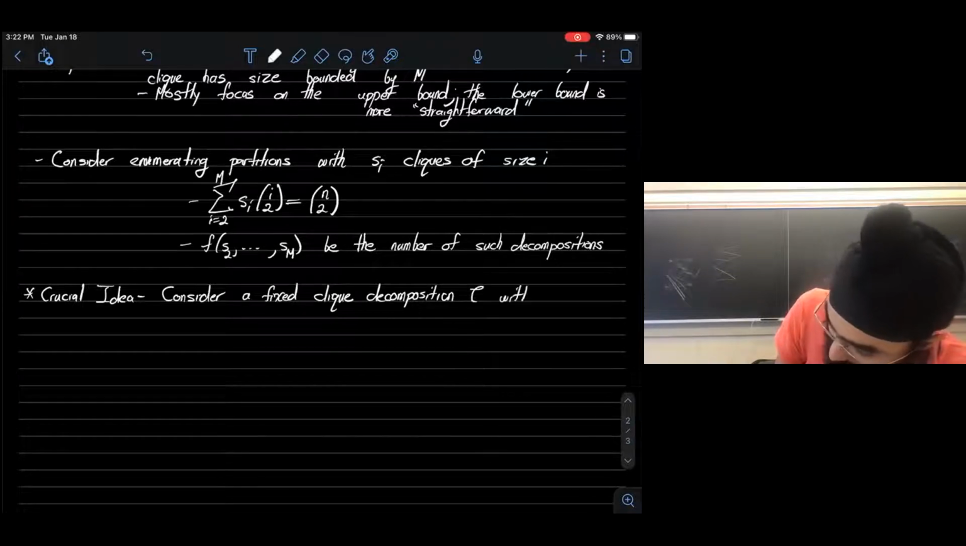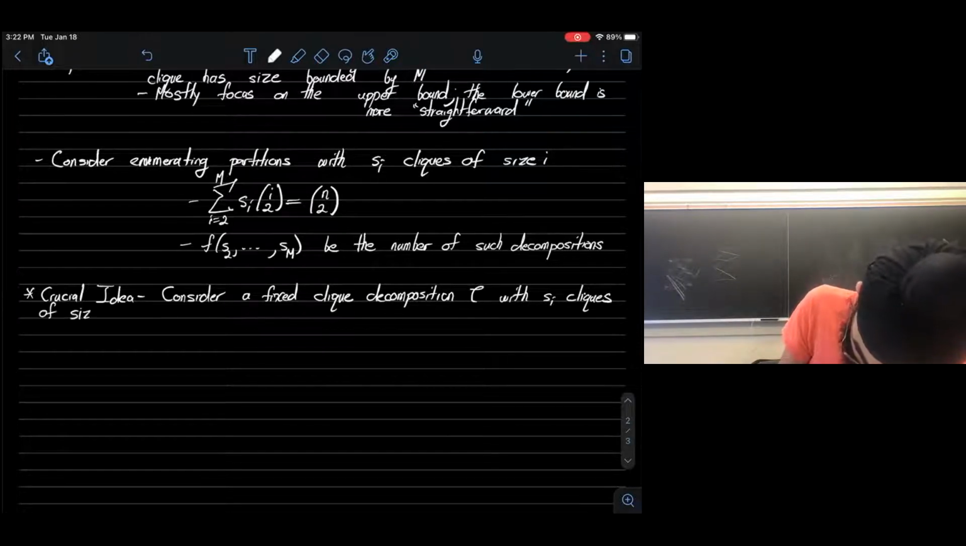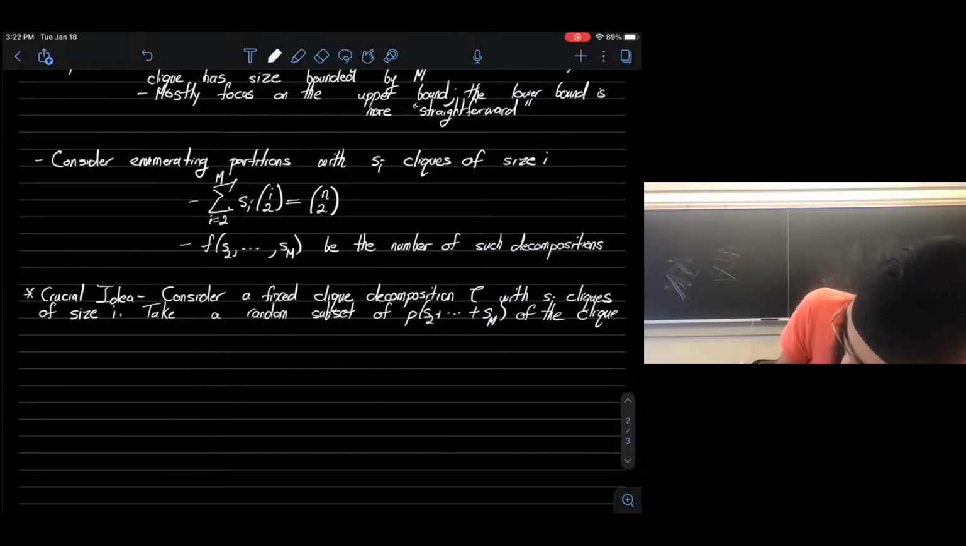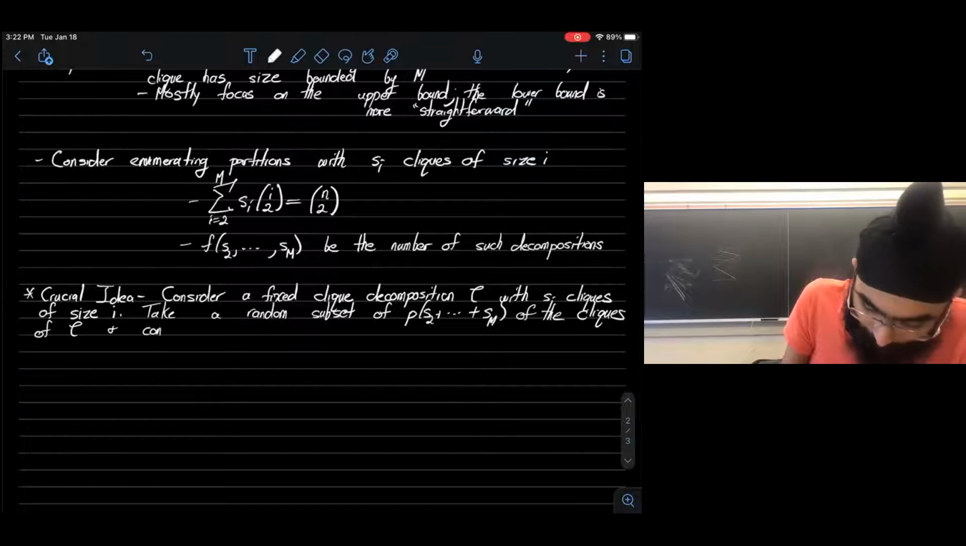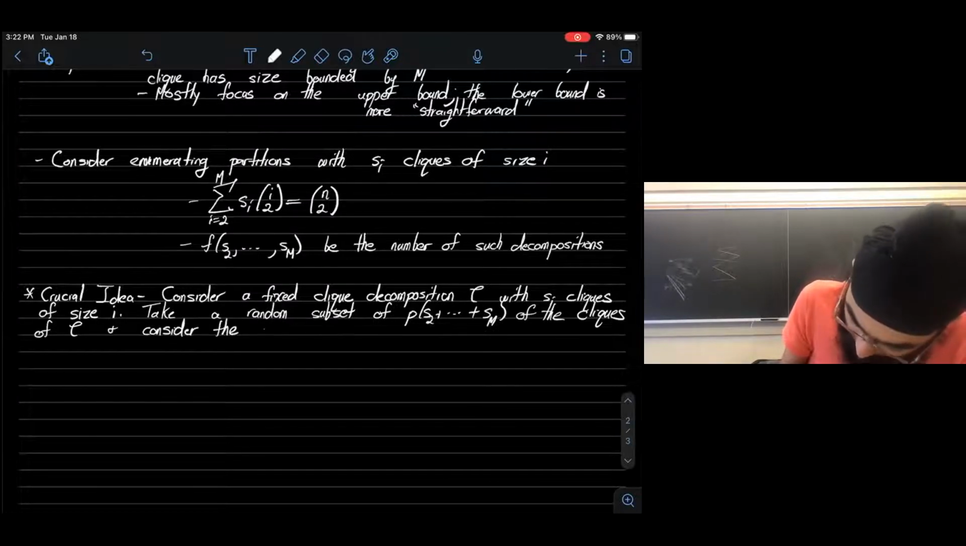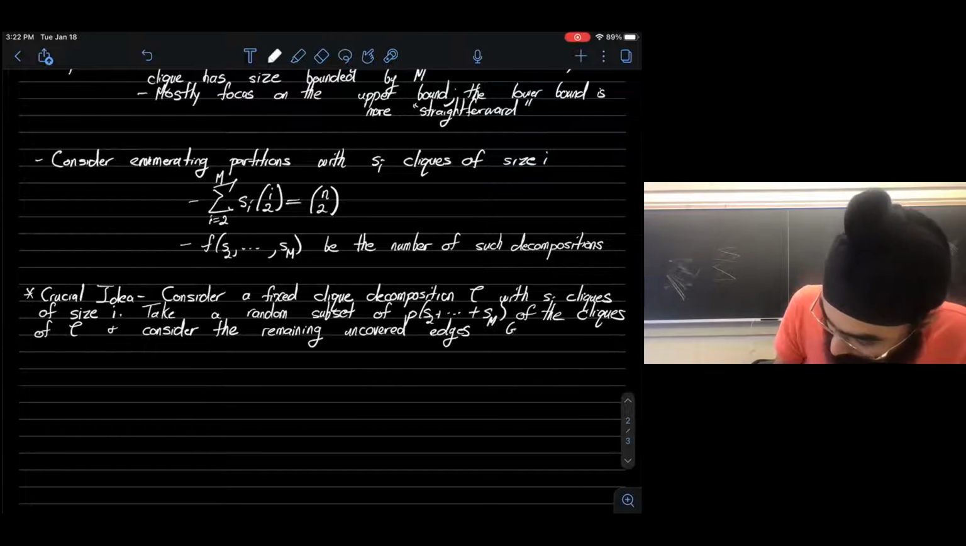C with S_i cliques of size i. So take a random subset of p times S_m of the cliques of C, and consider the remaining uncovered edges. I'll denote this G_p.